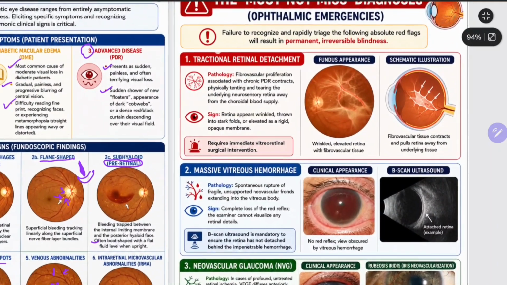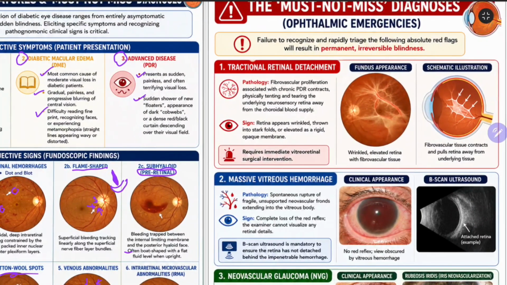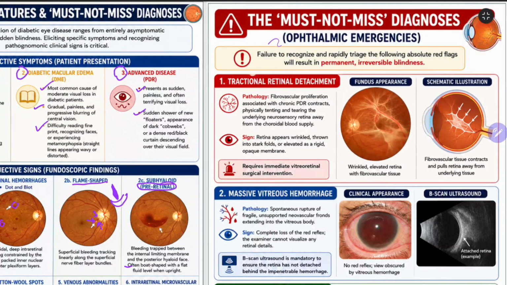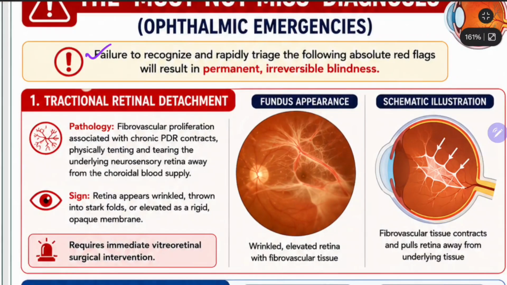Now, what not to miss? Not to miss is nothing but the severe form of diabetic retinopathy, that is, the complications of PDR. So these are ophthalmic emergencies actually. Failure to recognize and rapidly treat the following absolute red flags will result in permanent irreversible blindness.